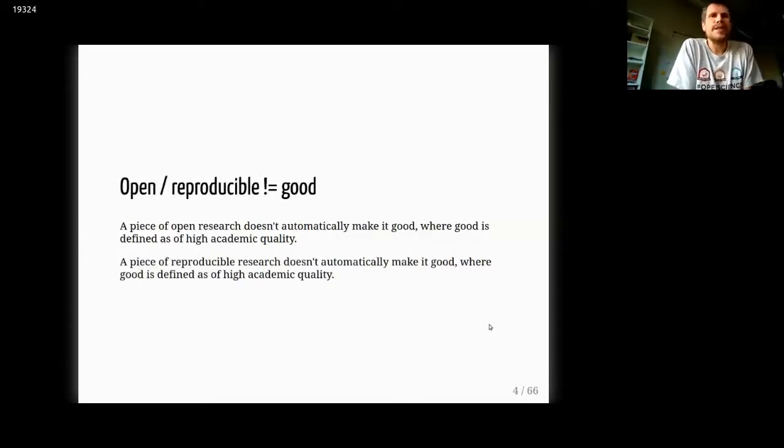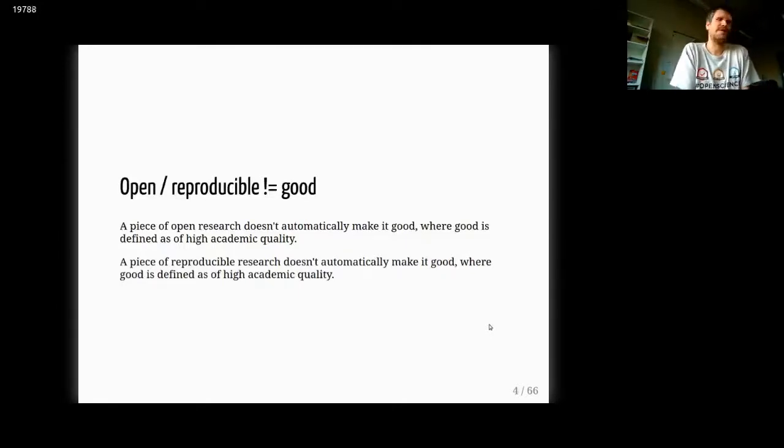Don't be fooled by my title. Open doesn't mean good, reproducible doesn't mean good. And by good, I mean of high academic quality. Again, this is open for discussion, what does that mean? But it's not because a piece of research is open that it's necessarily good.